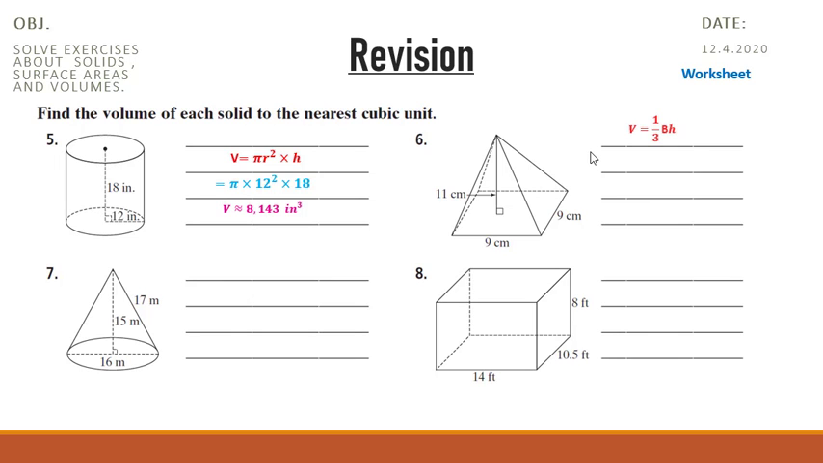Now we have the base area. This is a square, so it's S squared. Great, because this is a square pyramid. Okay, now the numbers. One third multiplied by 9 squared multiplied by 11. Calculate this. I'm sorry, I don't have a calculator at hand. Okay, guys, anyone have the answer? Thank you, Faisal.